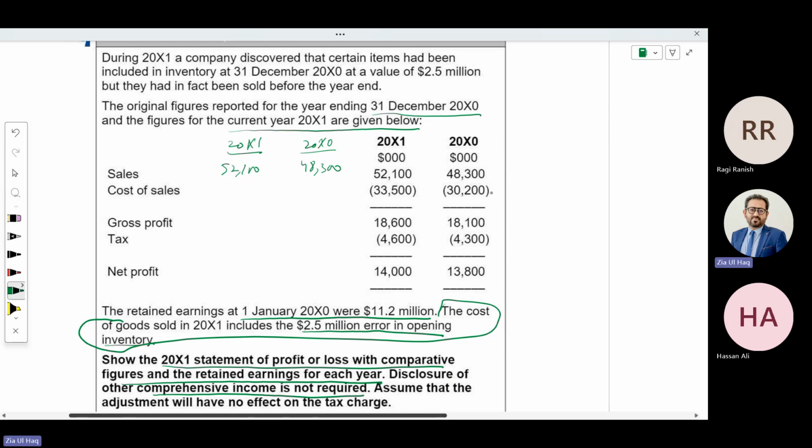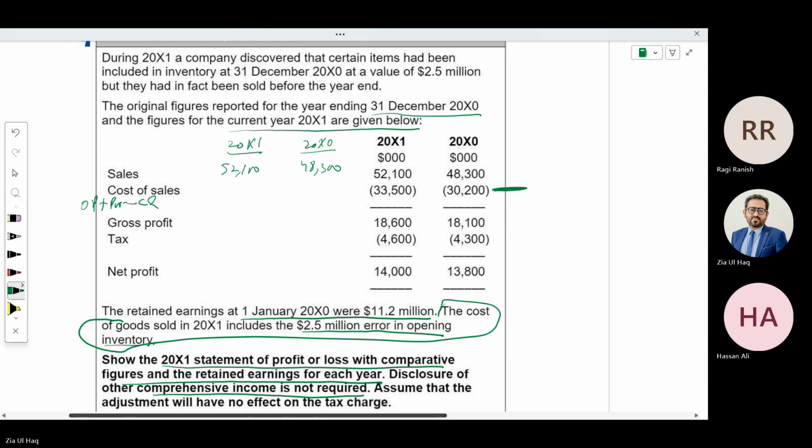This means in this figure, how closing stock is reflected, how we measure cost of sales: opening inventory plus purchases minus closing stock. This means in this figure, closing inventory is overstated by 2.5 million. Whether we need to add 2.5 million in this or we need to deduct 2.5 million.